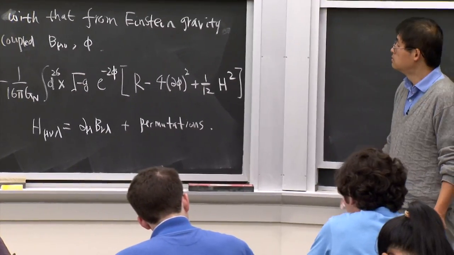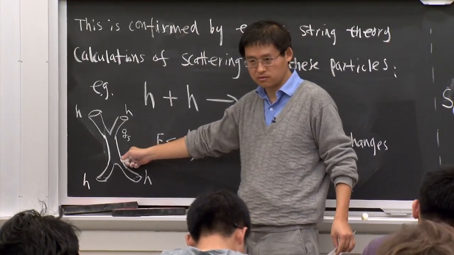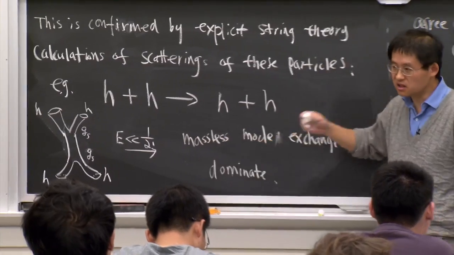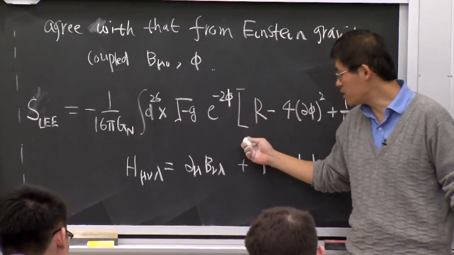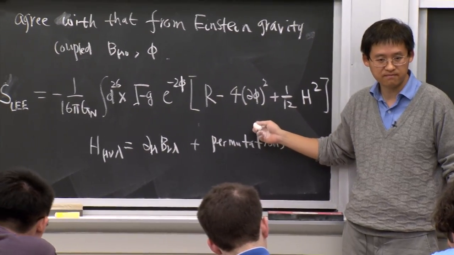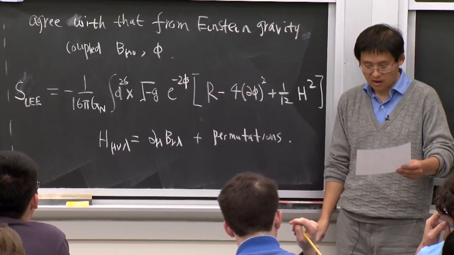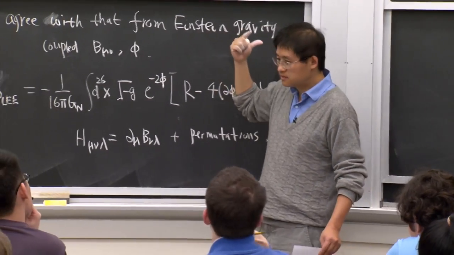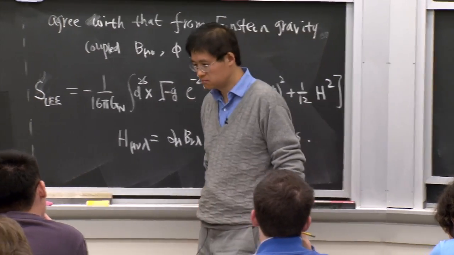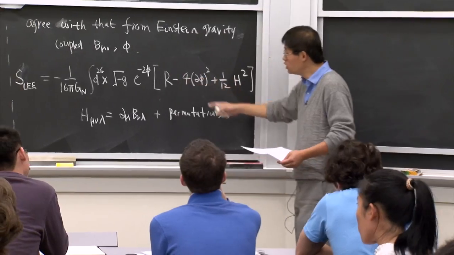So more precisely, you can show that the scattering amplitude you obtained from string theory, when you take a low energy limit, is precisely the same as the scattering amplitude you calculated from this theory, expanded around Minkowski spacetime. Okay? So this is Einstein gravity coupled to some scalar field. Okay? And so, yes? What about higher loops or higher energies, non-perturbative? Of course, then it will not be the same. This is low energies, okay?